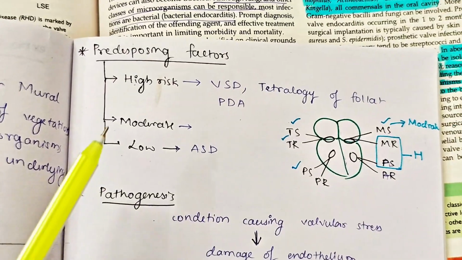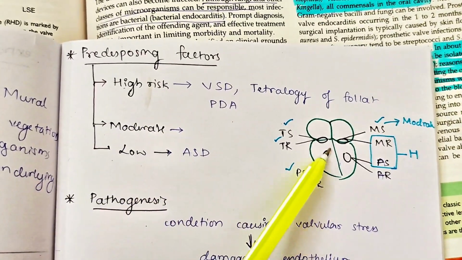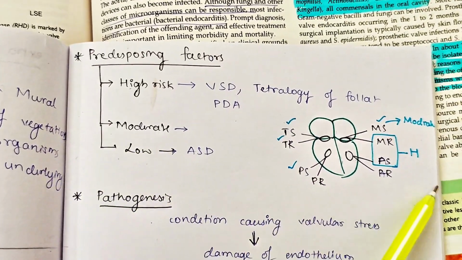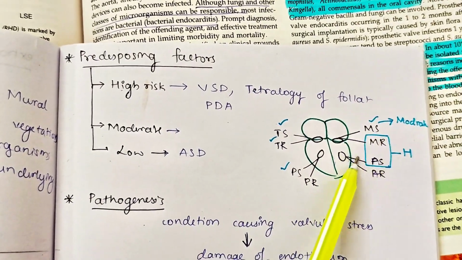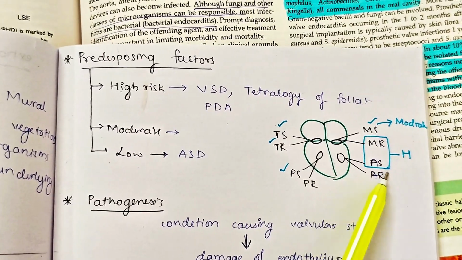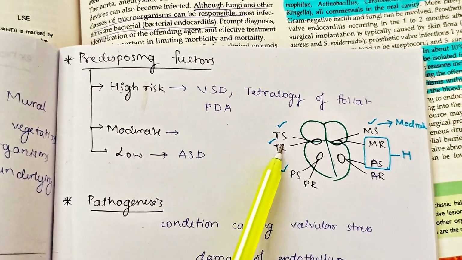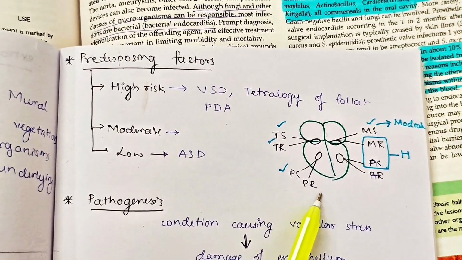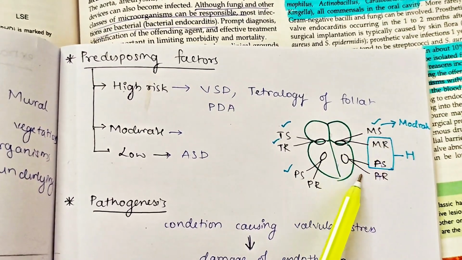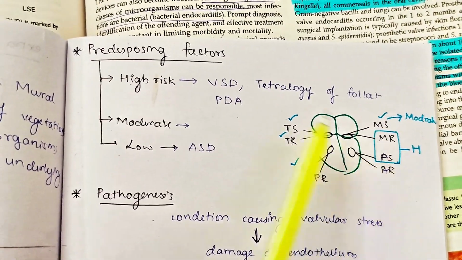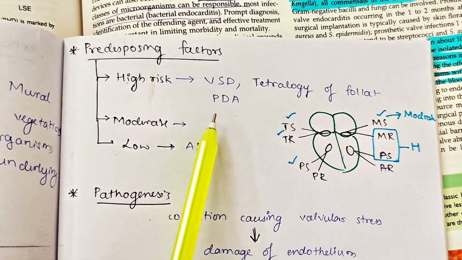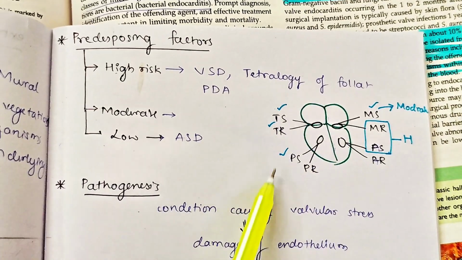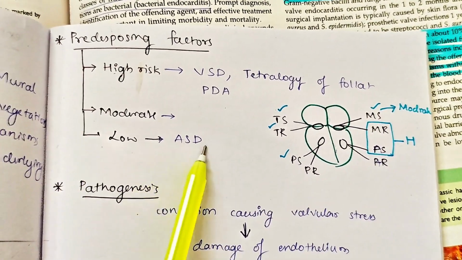Predisposing factors you can remember like this: high risk is ventricular septal defect, low risk is atrial septal defect, and moderate risk comes under valvular defects, which are mitral stenosis, mitral regurgitation, aortic stenosis, aortic regurgitation, tricuspid stenosis, tricuspid regurgitation, pulmonary stenosis, pulmonary regurgitation, in which mitral regurgitation and aortic stenosis come under high risk, with tetralogy of Fallot and patent ductus arteriosus. These all come under high risk. In moderate risk, all these which I have tick marked. In low risk, only atrial septal defect.